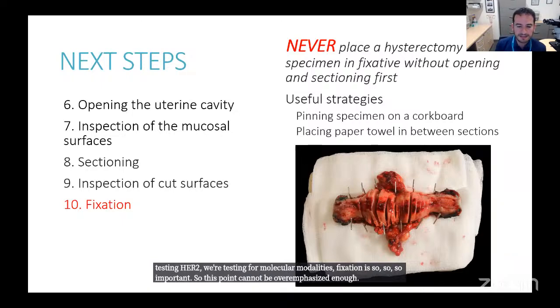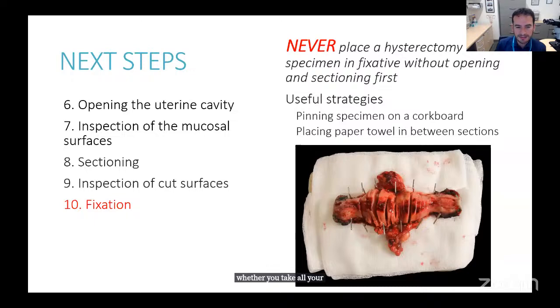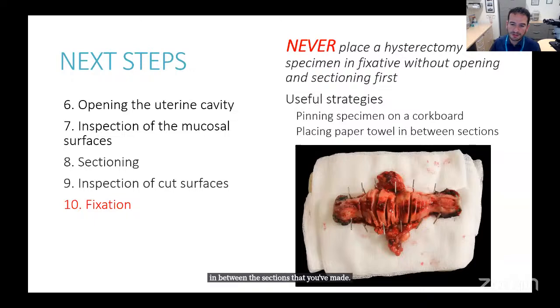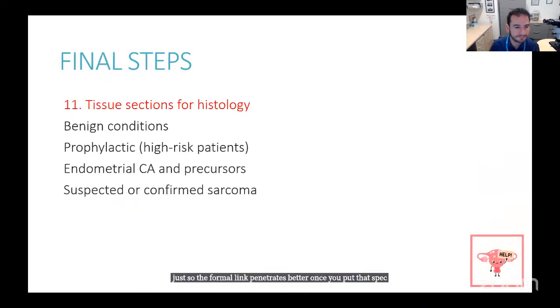Whether you take all your sections at this point or not, never put an unopened uterus in formalin or any other fixative without opening it first and exposing the uterine cavity to the fixative. We do that after opening by pinning it on a corkboard, but if you don't have a corkboard, at least put paper towels or gauze in between the sections that you've made, just so the formalin penetrates better once you put that specimen back into the bucket.